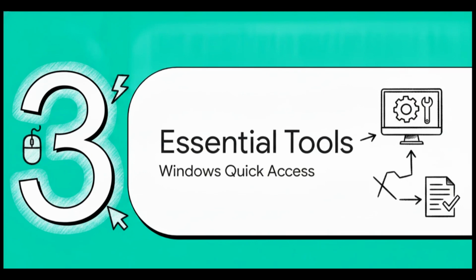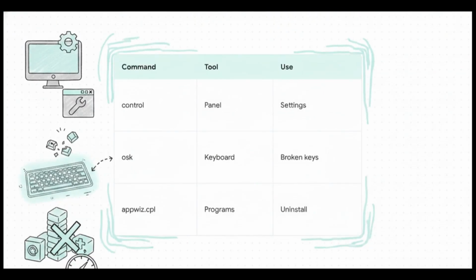All right, let's jump into Phase 3, Access Essential Windows Tools. We're going to rapid fire through these next few. First, type Control in the Run box, and it immediately launches the original full Control Panel. No searching through modernized menus. You go straight to the classic settings you actually want.